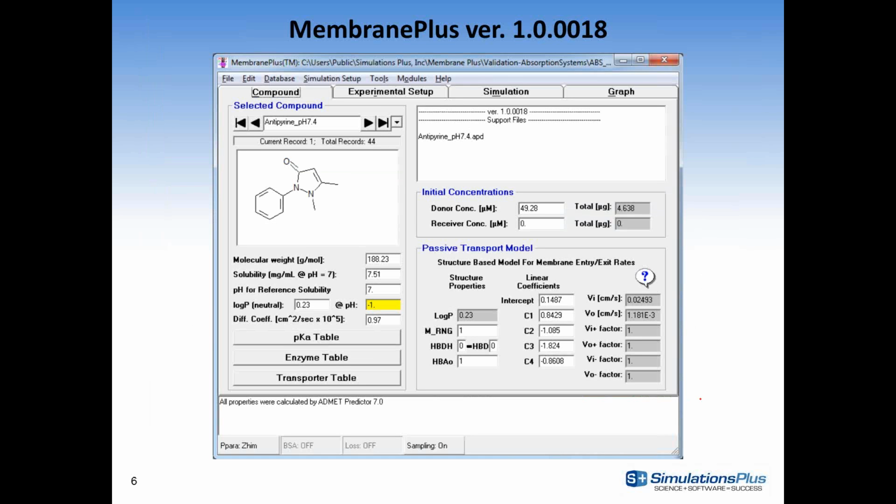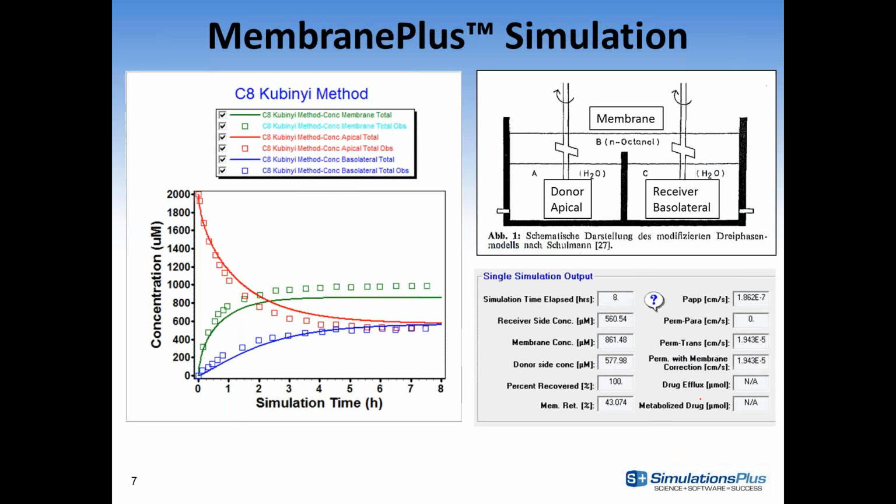Now, we developed MembranePlus. We started quite a while ago when Vera Lukashova first joined our group, and we had a bit of a hiatus on development, and now it's been released for about a year. This is MembranePlus version 1.0.0.18, and you can see some of the default parameters that we have in here. MembranePlus is able to do exactly this simulation. So this is the 8-carbon method using Kubinyi's theory to predict the disappearance of the drug from the A compartment, the appearance of the drug in the octanol, and the appearance of the drug into the C compartment in a stepwise fashion. And at the same time, we calculate an apparent permeability for this molecule.